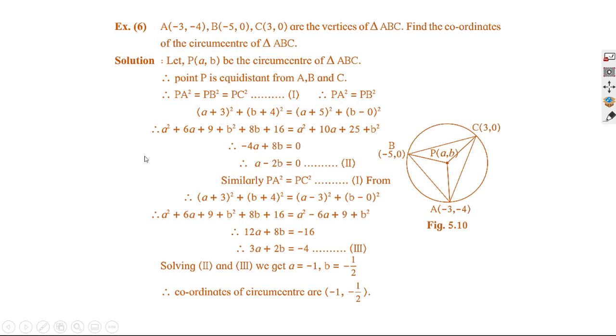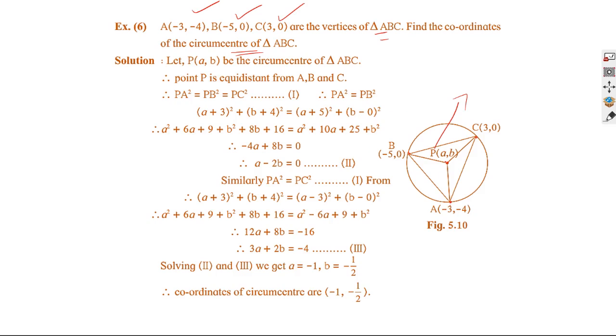Here is another example to use our distance formula in a different situation. The coordinates are minus 3 and minus 4, minus 5 and minus 3, and 0. These are the vertices of a triangle ABC, and we find the coordinates of the circumcenter of ABC. Circumcenter is that point which is equidistant from the vertices. We named the circumcenter P. It has to be equidistant from C, B and A.